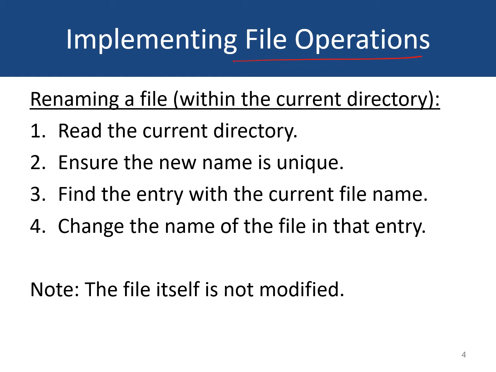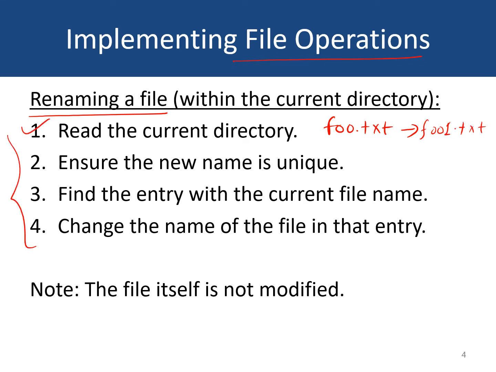Let's now take a look at how we can implement some of the common file operations. So the first operation we'll walk through is renaming a file. Let's say we have a file called foo.txt in any given directory, and we want to rename this to, let's say, foo1.txt. So here are the steps that would be followed.